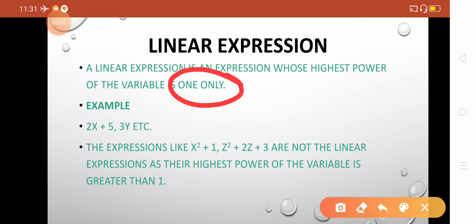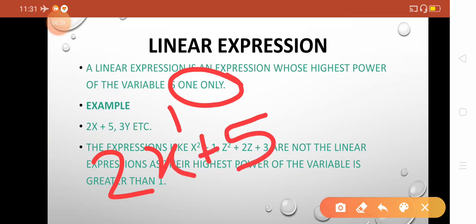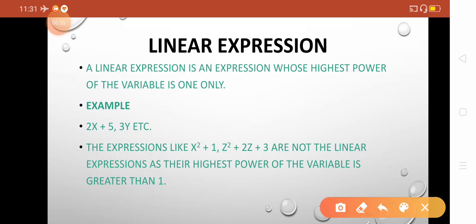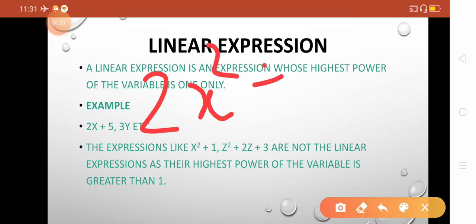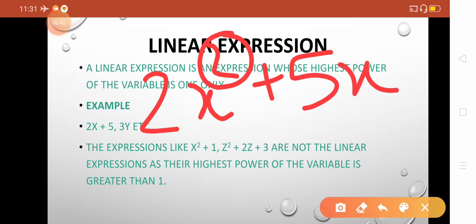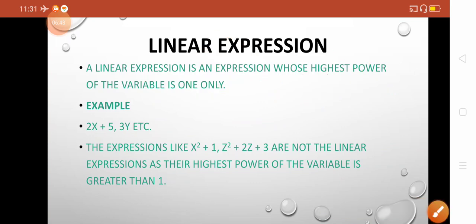For example, 2x plus 5. Here the power of x, that is the variable, is 1. That means this is a linear expression. If it is written like this, 2x square plus 5, here the highest power is 2, so we can't say it is a linear expression. Clear? So 2x plus 5 and 3y are linear expressions.